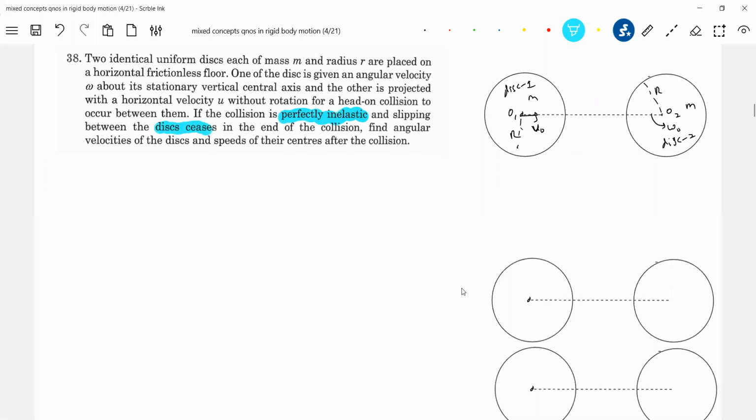What do you mean by that? Slipping ceases means initially there's a slipping. Why will slipping occur? It is indirectly saying the surface is frictionless, but there's a friction between the disks. So that is how he's telling slipping ceases. Find the angular velocity of the disk and the speed of their centers after the collision.